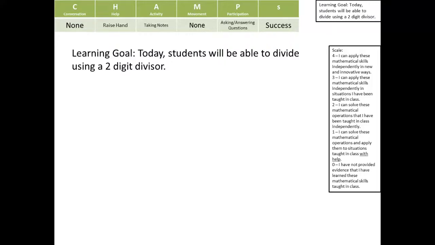Now, in our last lesson, we learned how to divide with a one-digit divisor, and we learned that there were certain steps that we needed to follow. And so we're going to look at those steps again. Remember, we use "Does McDonald's Sell Cheeseburgers?" to help remind us the order of the steps.